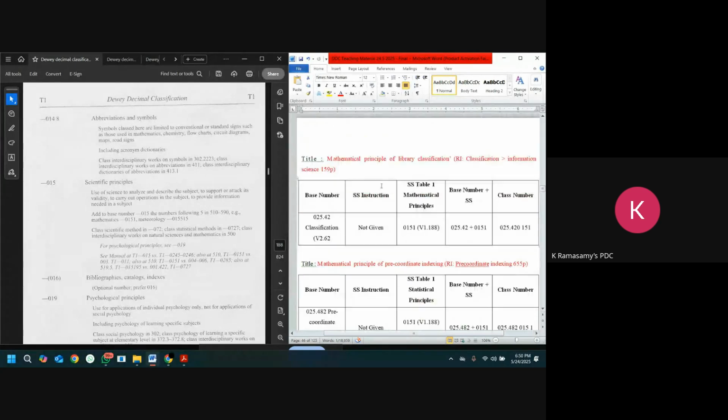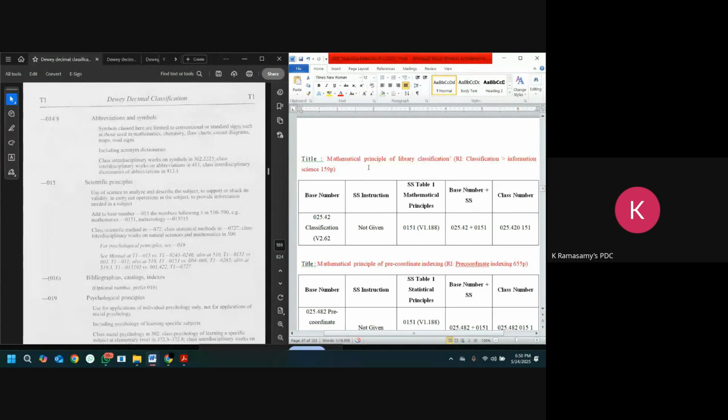Okay, for example, the title called Mathematical Principle of Library Classification. That is a number. I need to find out what is the number for library classification. Okay, I have just got a number, 025.42. That's the number for library classification. Under 025.42, no instruction is given. Since no instruction is given, I'm very happy because I will add the number as such.